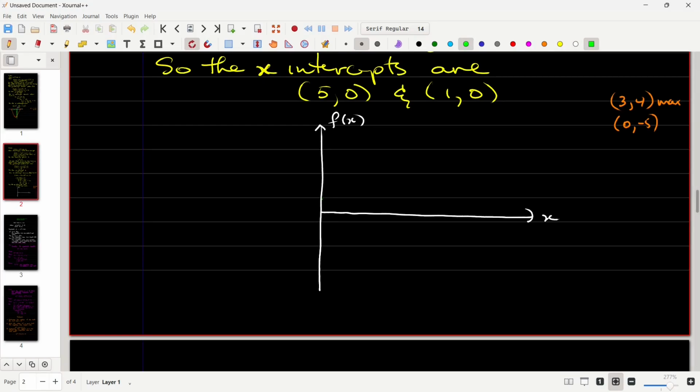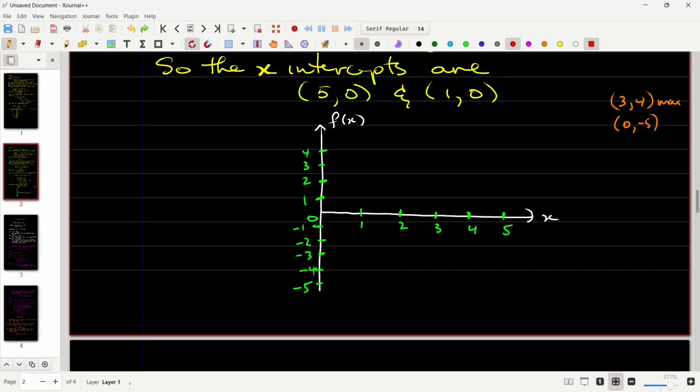So I'm going to go to 4 on the top and 5 on the bottom. So I'm going to see here 1, 2, 3, 4, and then I'm going to have negative 1, negative 2, negative 3, negative 4, and then negative 5 at the bottom. 0 is in the center over here. And then I'm going 0 to 5, so I'm just going to say 1, 2, 3, 4, 5. So let me put the points on the graph now.